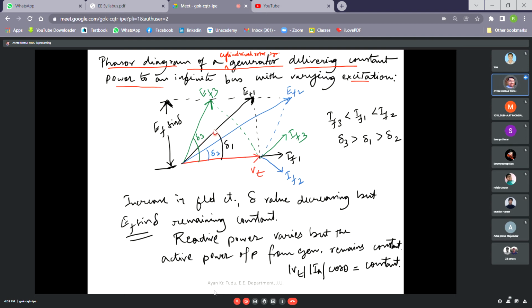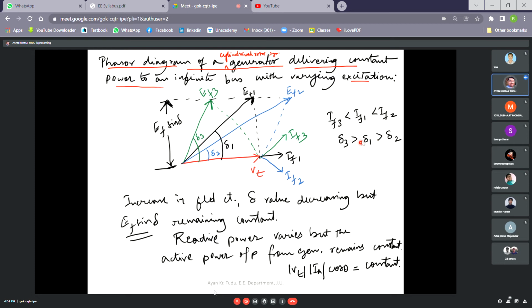Okay, similarly if this is our EF2, that is EF is much larger than Vt, as you can see here. If this is our EF2, and this is the line for j I into Xs, then IF2 should be in this direction. And similarly, if this is our EF3, then our IF3 should be in this direction, that is perpendicular to this phasor, in quadrature. Right? So from this figure, we can see that IF3 is less than IF1 is less than IF2. Okay, IF3 is less than IF1 is less than IF2. And similarly, delta 3 is greater than delta 1, which is greater than delta 2.